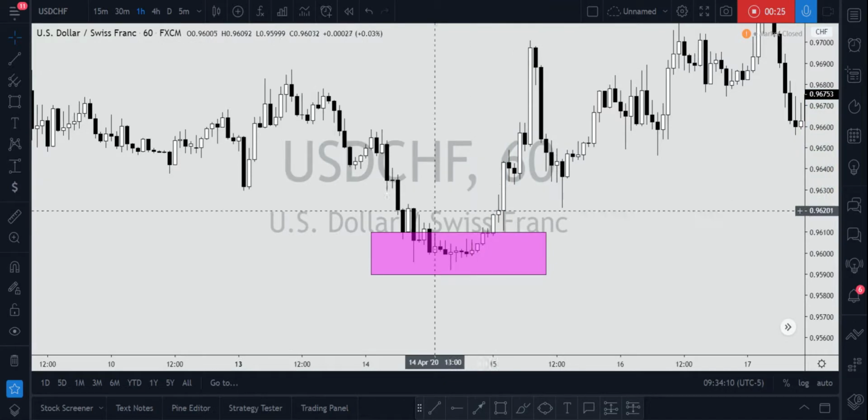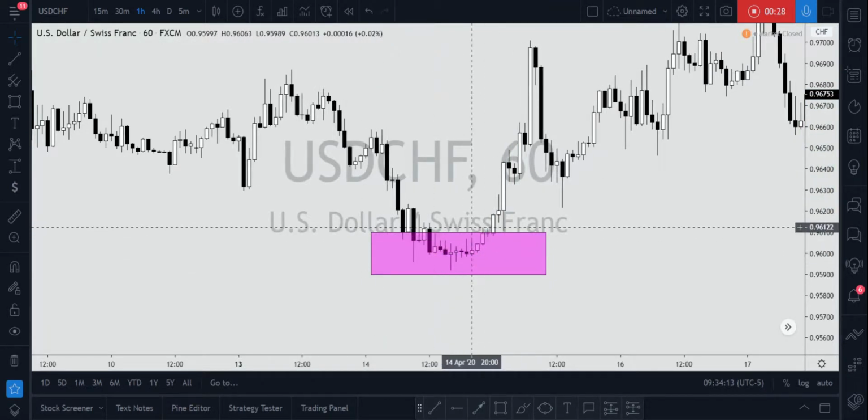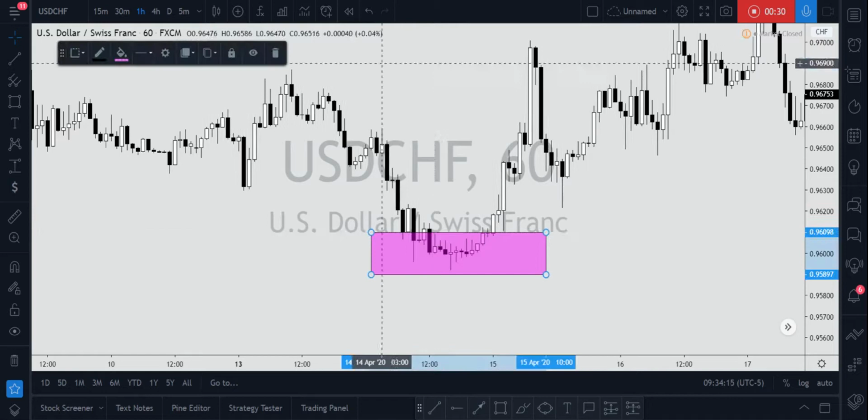So the first thing that we want to do is understand why we would have taken that buy in this area, and I'm going to take this purple box away and break it down.